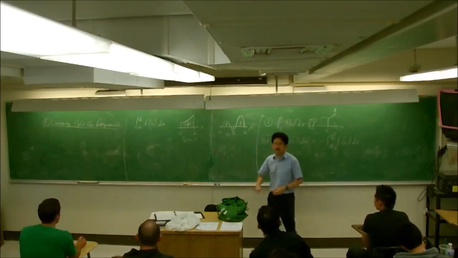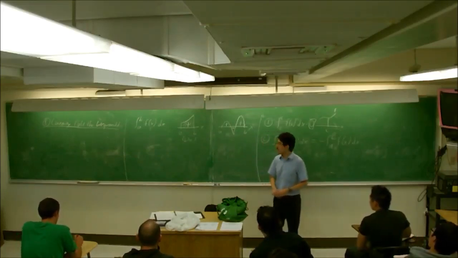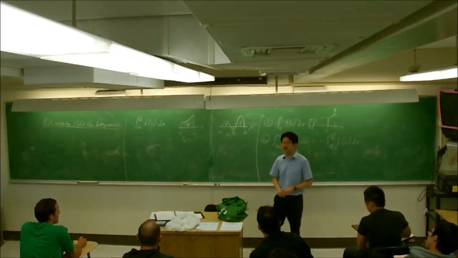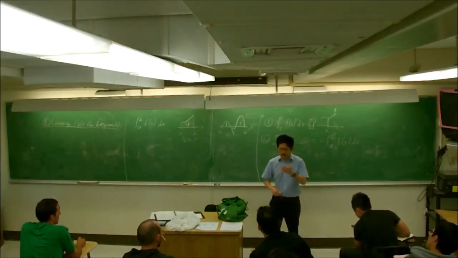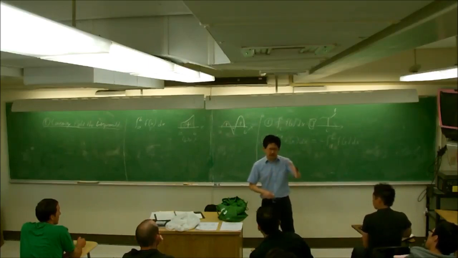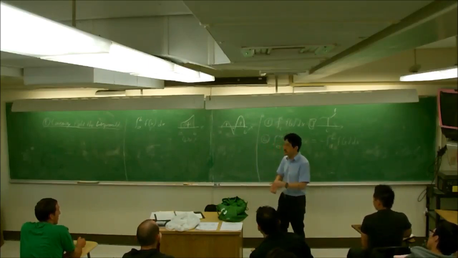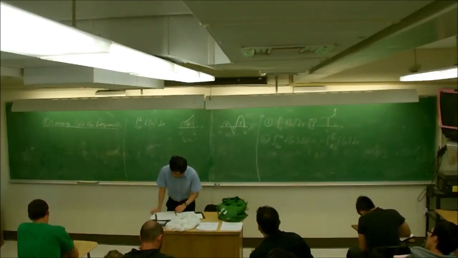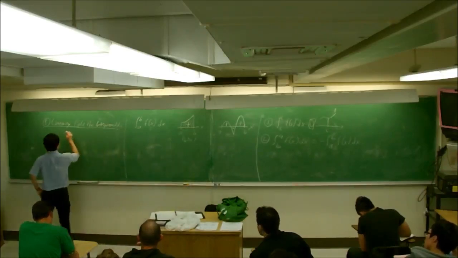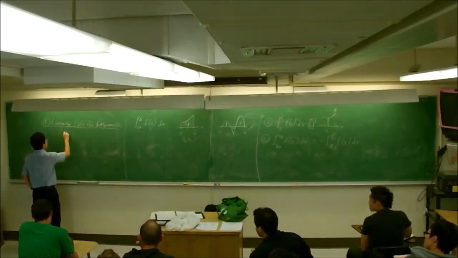But hey, limits, derivatives, integrals. The limit of a sum was the sum of the limits. The derivative of a sum was the sum of the derivatives. Now the integral of a sum is the sum of the integrals. What does this mean? We can integrate term by term.